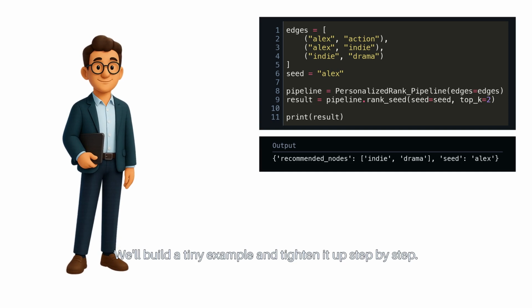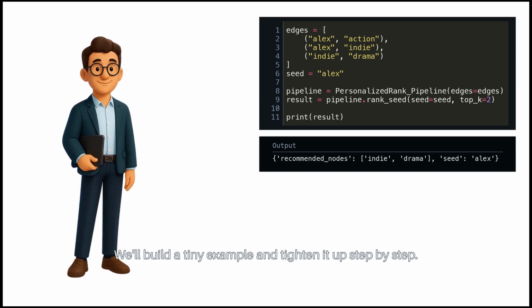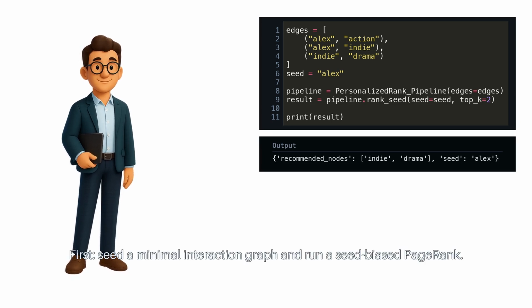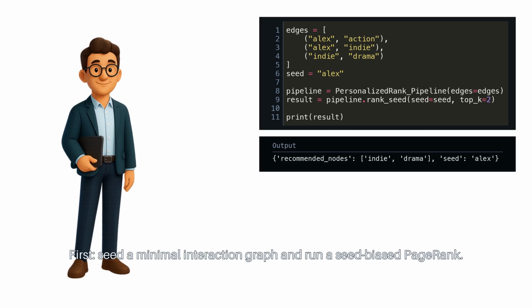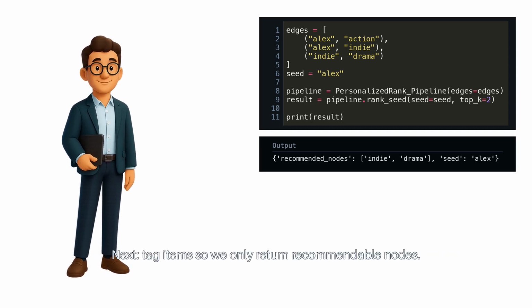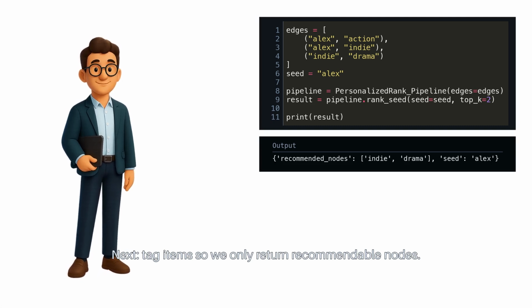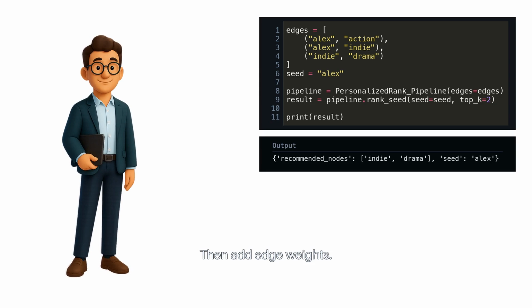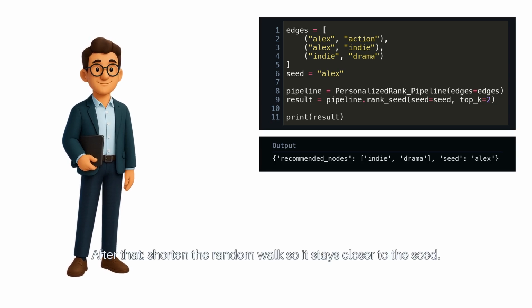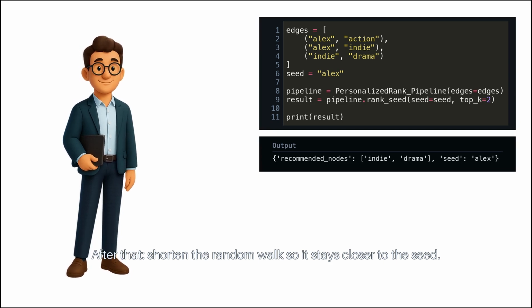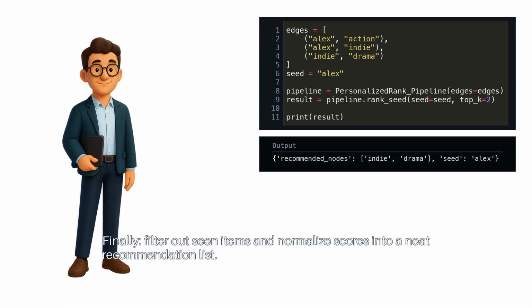We'll build a tiny example and tighten it up step by step. First, seed a minimal interaction graph and run a seed-biased PageRank. Next, tag items so we only return recommendable nodes. Then, add edge weights. After that, shorten the random walk so it stays closer to the seed. Finally, filter out seen items and normalize scores into a neat recommendation list.